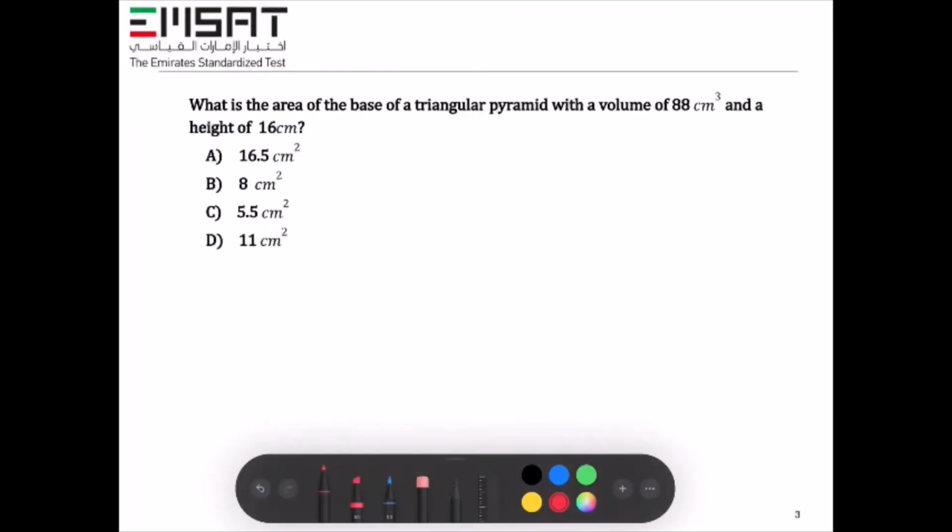What is the area of the base of a triangular pyramid with a volume of 88 centimeters cubed and a height of 16 centimeters? The given here is volume of 88 centimeters cubed, height 16 centimeters. We are asked here to find the area of the base. Area of base isn't given.